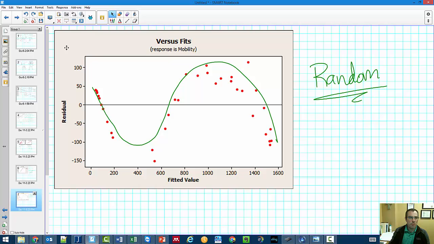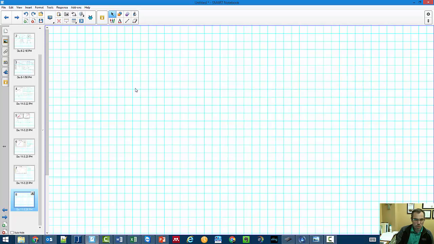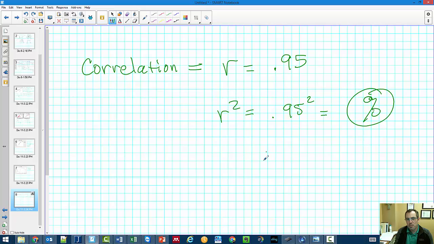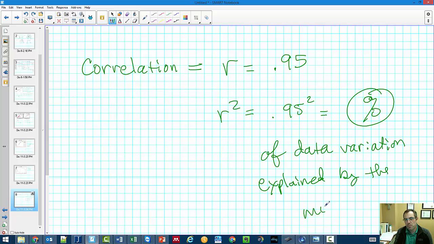The basic calculation, though, is that in order to do r squared, we find that correlation. Remember, you can do that a number of ways with Excel, but we find the correlation, r equals whatever, 0.95. R squared equals simply 0.95 squared, and that tells us the percent of data variation explained by the model that we choose. All right, so that is r squared.